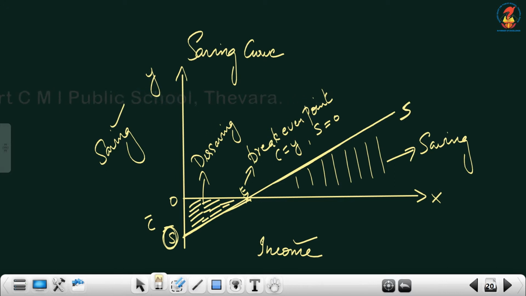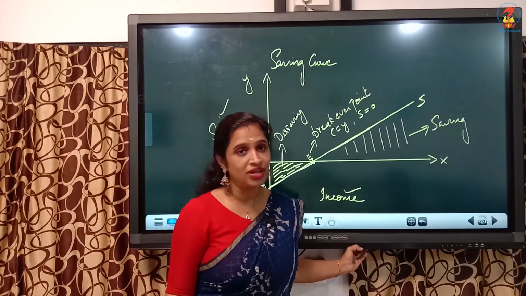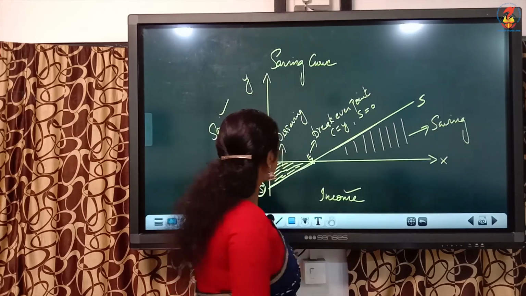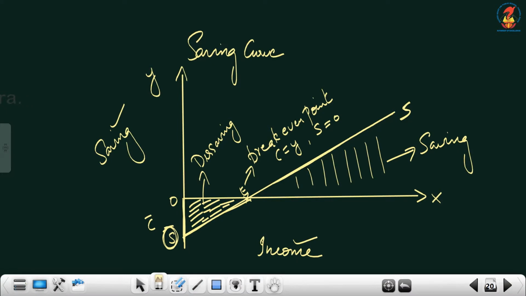It starts from the negative axis. Why? Because the saving is minus 40 and minus 20. So in this particular area, why has the saving become negative? Because of autonomous consumption. Therefore, this particular area of OS can be termed as C bar, which is autonomous consumption. I hope it is clear to you.